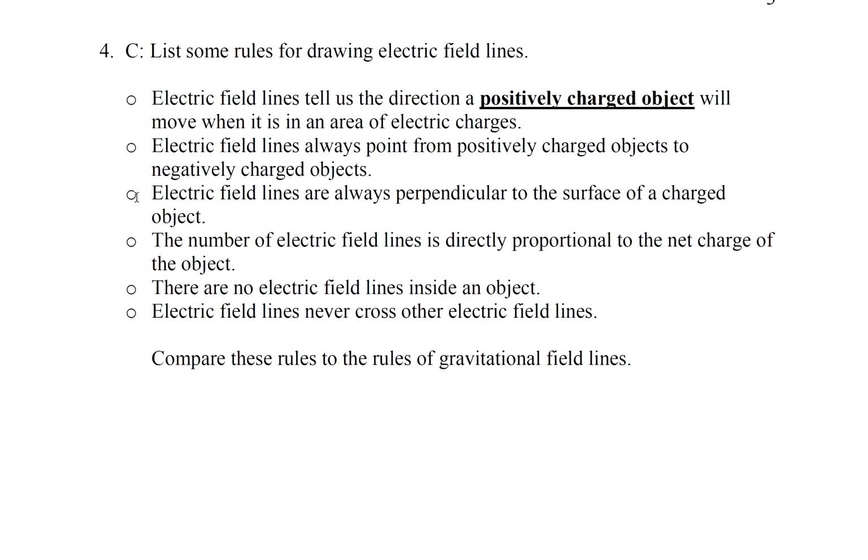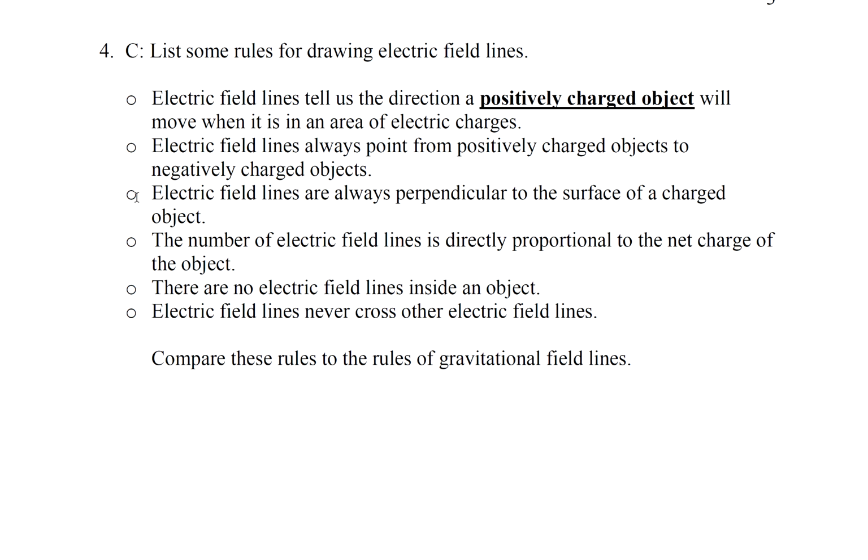Question 4. List some rules for drawing electric field lines. So electric field lines tell us the direction a positively charged object will move when it is in an area of electric charge. So electric field lines always point from positively charged objects to negatively charged objects. Electric field lines are always perpendicular to the surface of a charged object.